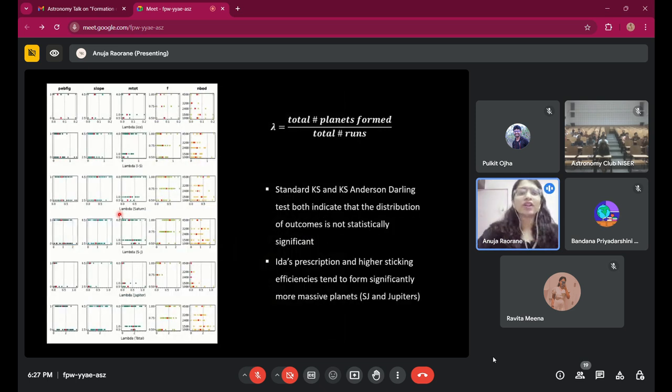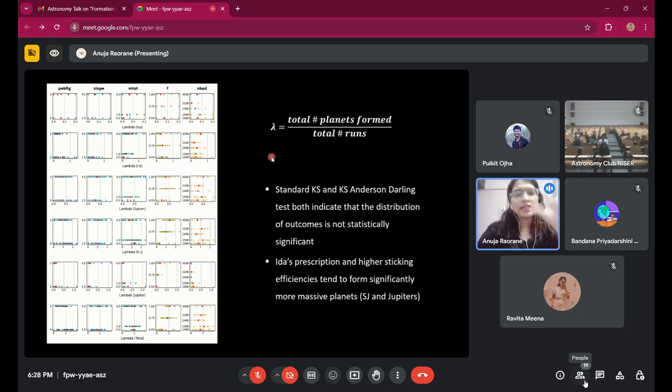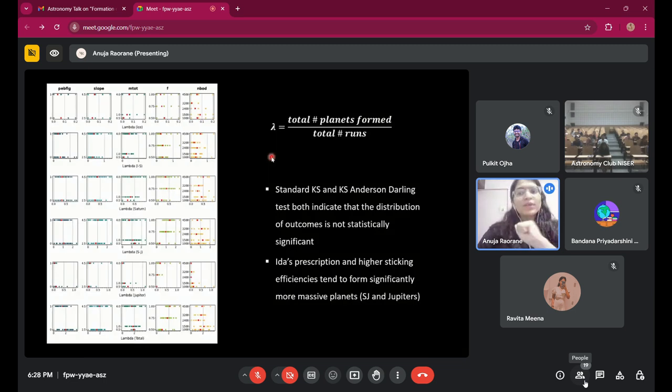Then, as I talked about, it was basically statistical analysis. For the statistical analysis we defined this parameter lambda, which is the total number of planets formed upon the total number of runs. Every dot basically represents, for each combination, how many planets formed. And we ran standard KS and KS Anderson-Darling tests on the results that we got, but they did not have any statistical significance.